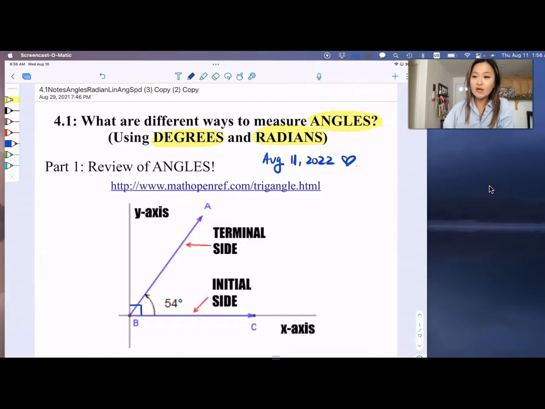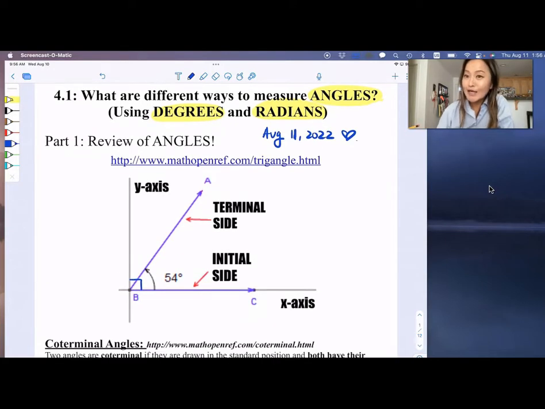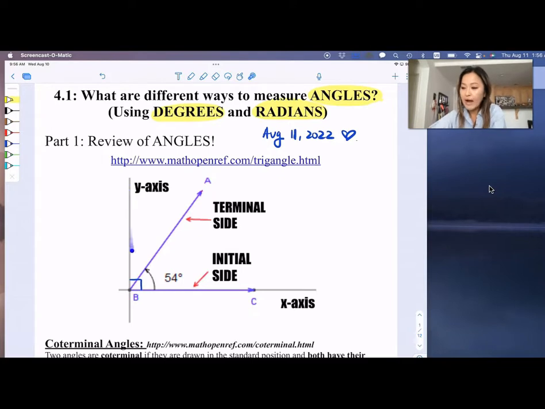Part one is review of angles. As you see, here is an angle. This is an initial side, which lies along the x-axis. And you see the y-axis here, because this is a standard position of an angle. Standard position means that your initial side is always along the x-axis, okay? Only the terminal side moves. So this could move here, here, here, all the way through the quadrant if this were a quadrant, okay? I think we already know that.